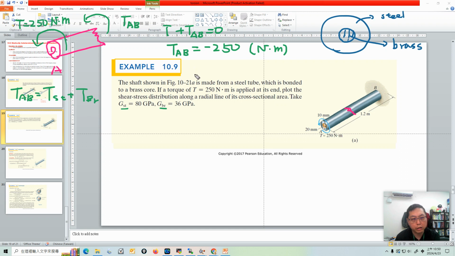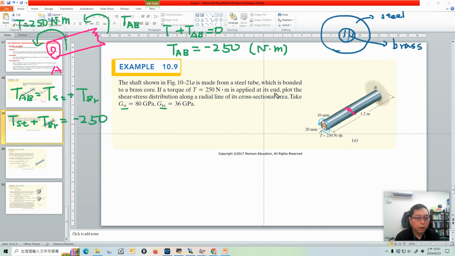The internal torque is contributed by each material, not only by the steel or only by the brass. The two materials share this T_AB. So we know T_AB is equal to minus 250, so T_S plus T_BR is equal to minus 250.